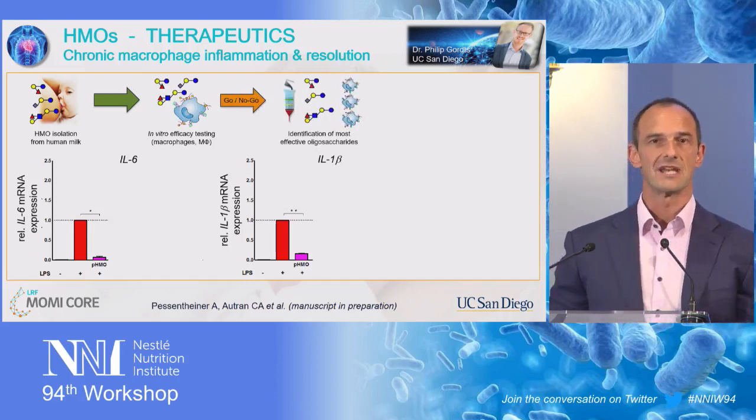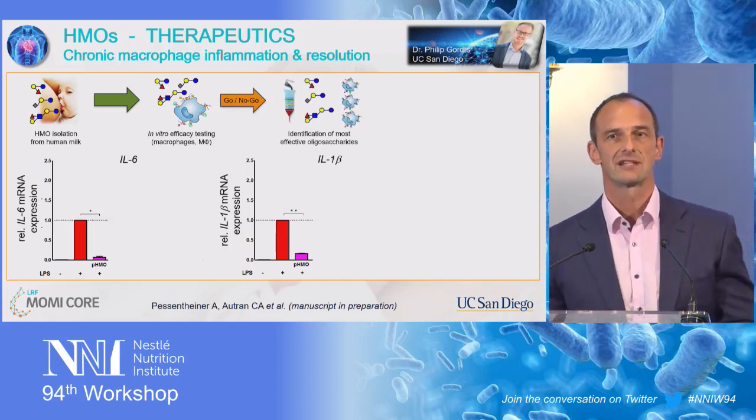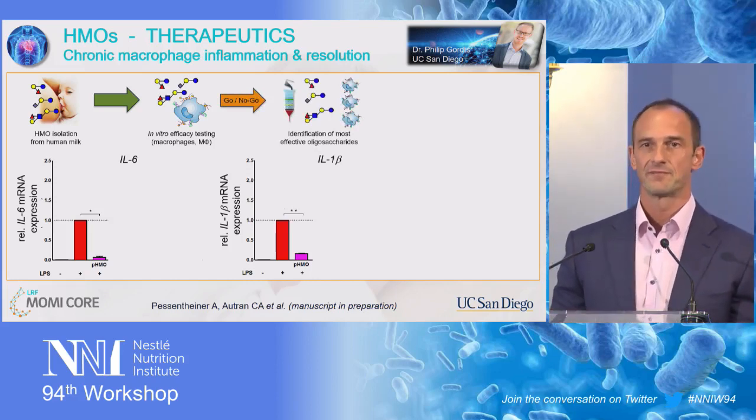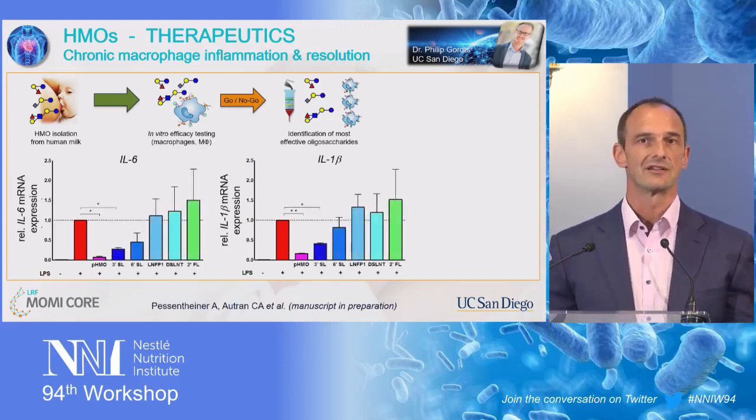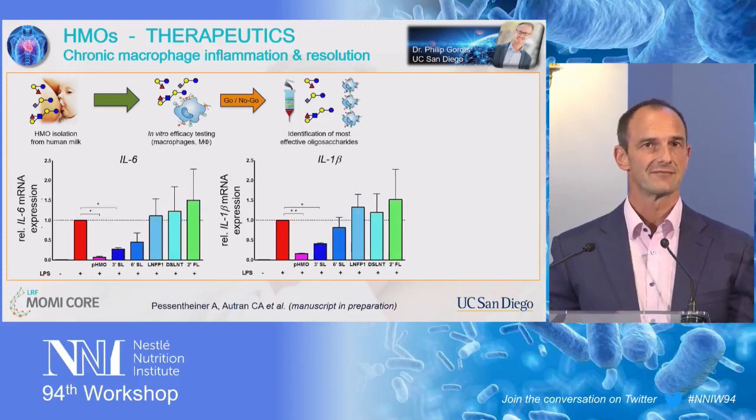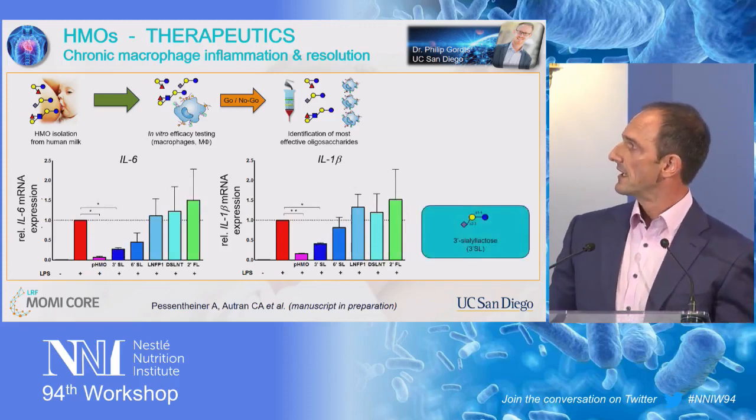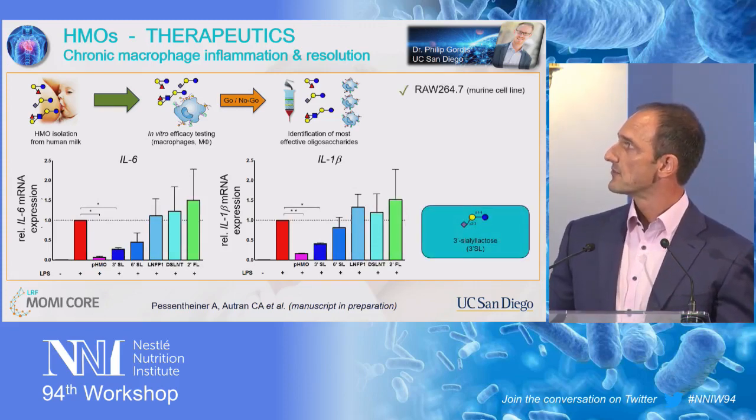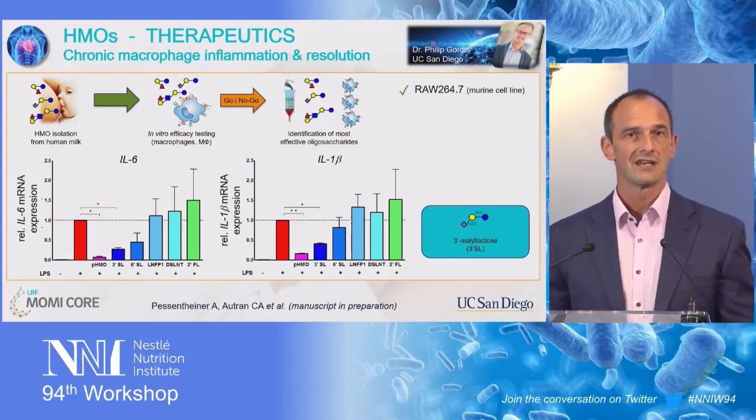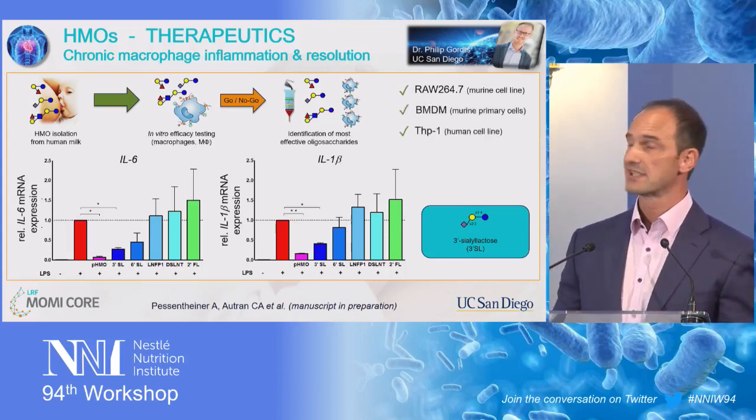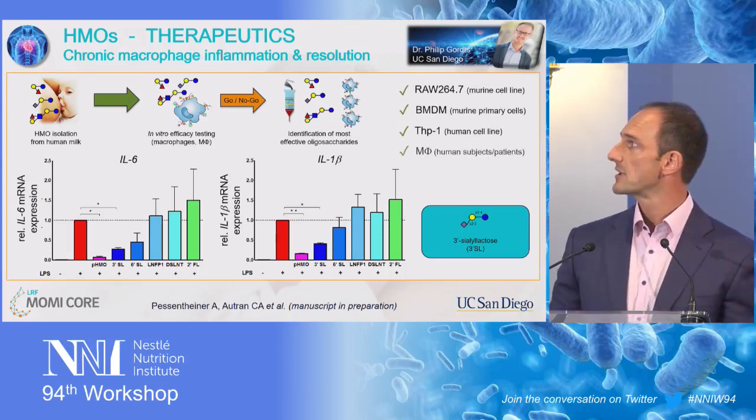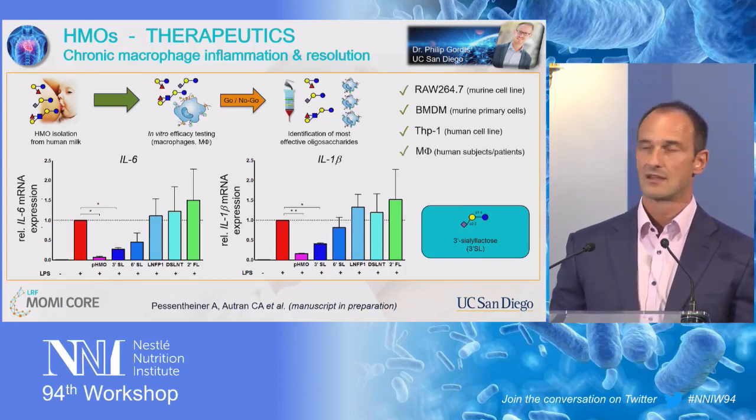We then used the same approach to identify specific oligosaccharides that are responsible for that effect, and we found that 3-SL, 3-sialyllactose, is the oligosaccharide that drives most of these effects. We found that this works in a mouse cell line. It works in primary cells. It works in human cell lines as well. And it works in human patients as well.